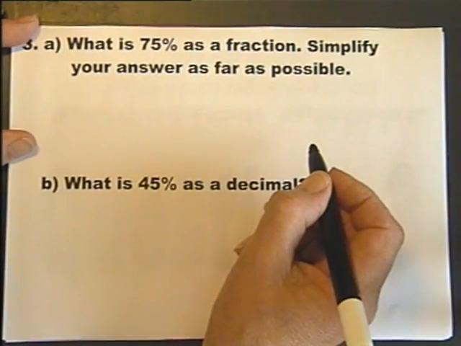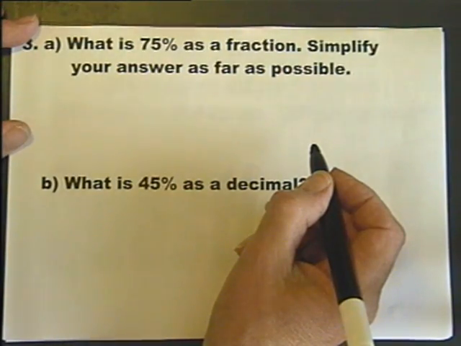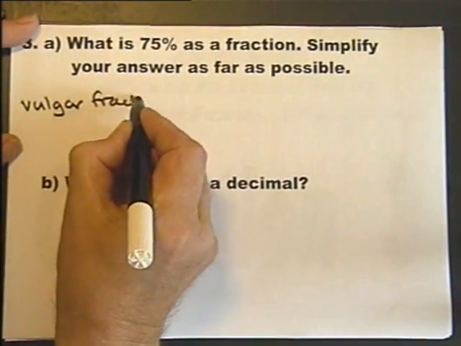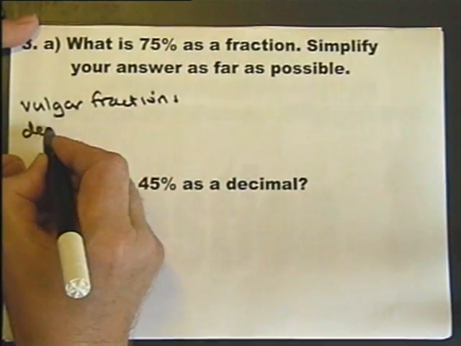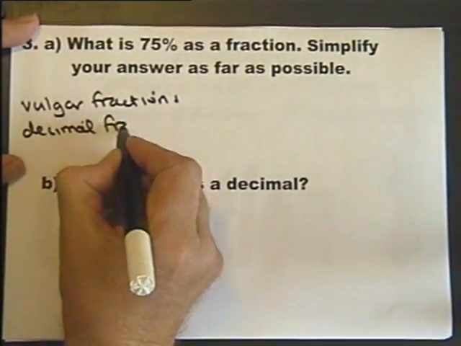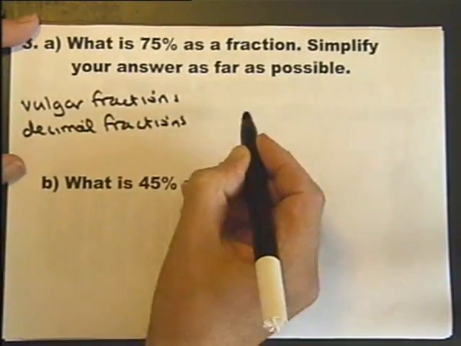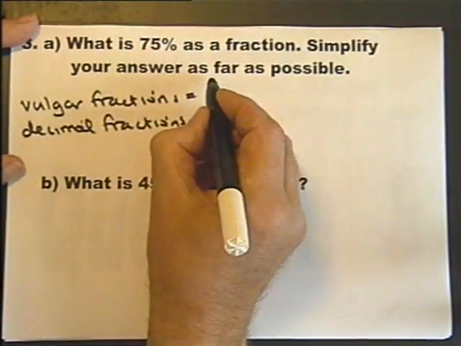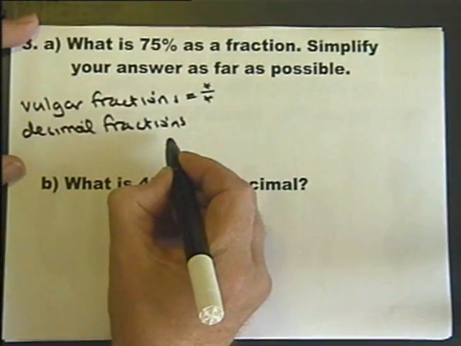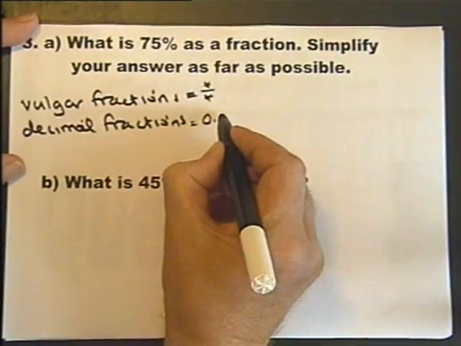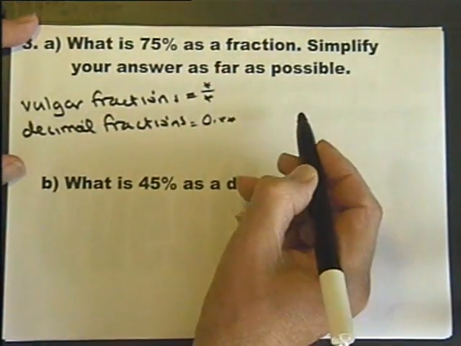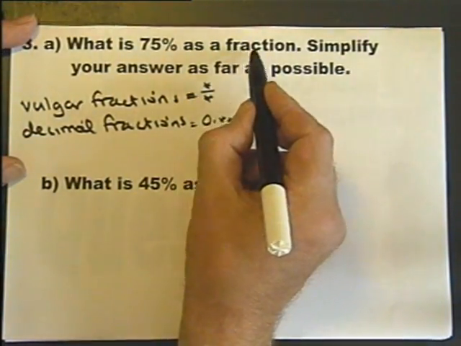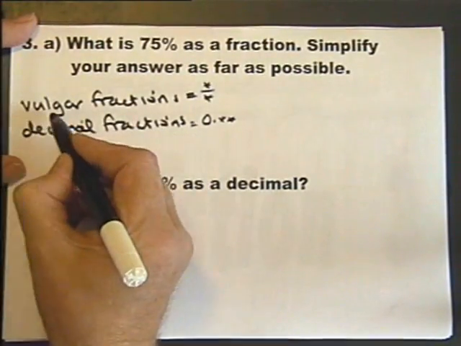Now I could actually criticise this question because there are two sorts of fractions. There are vulgar fractions and there are decimal fractions. So the word fractions really could be either. A vulgar fraction is when you write a number over a number. A decimal fraction is when you put 0 point something. Okay, I've criticised the question, but the point is this: if the word fraction is used on its own, then the examiner always means a vulgar fraction.